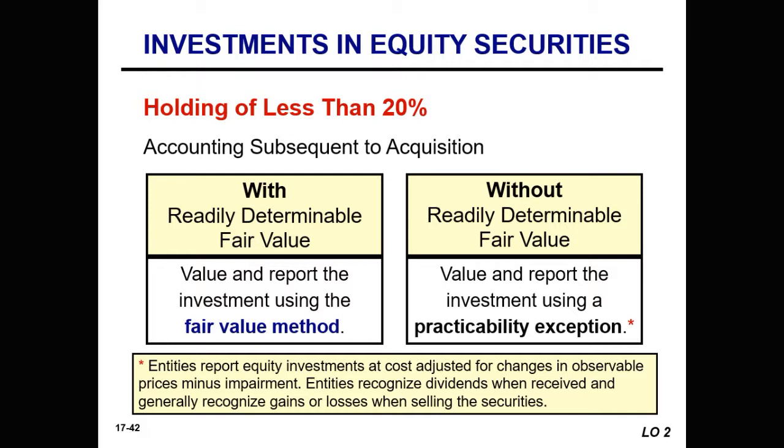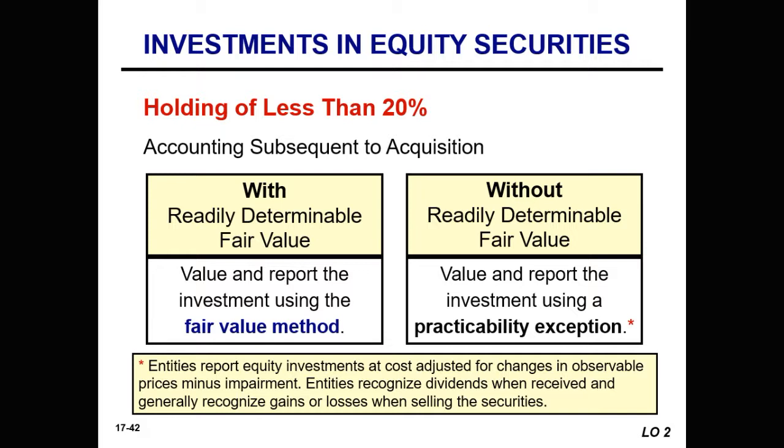If there is not a readily determinable fair market value, we value and report the investment using a practicability exception. Entities report the equity investments at cost adjusted for changes in observable prices minus impairment. Entities recognize the dividends when they're received and generally recognize the gains or losses when selling the security.